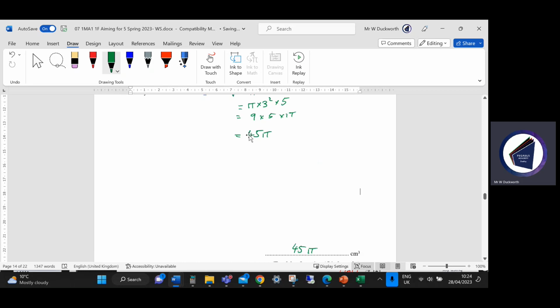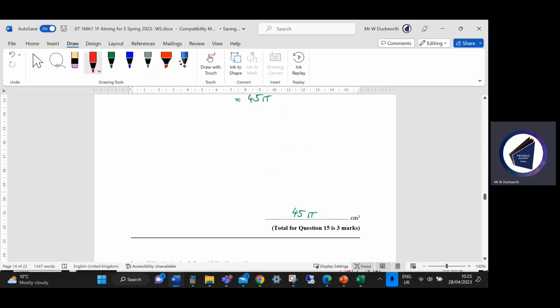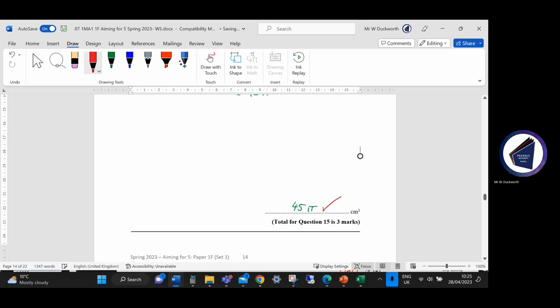Right. And that's it for that page. Let's look for the marks then. We get 1 method mark for working out the area of that. So that's 1 mark for full method to find the volume of the cylinder, and then 1 mark for the answer.